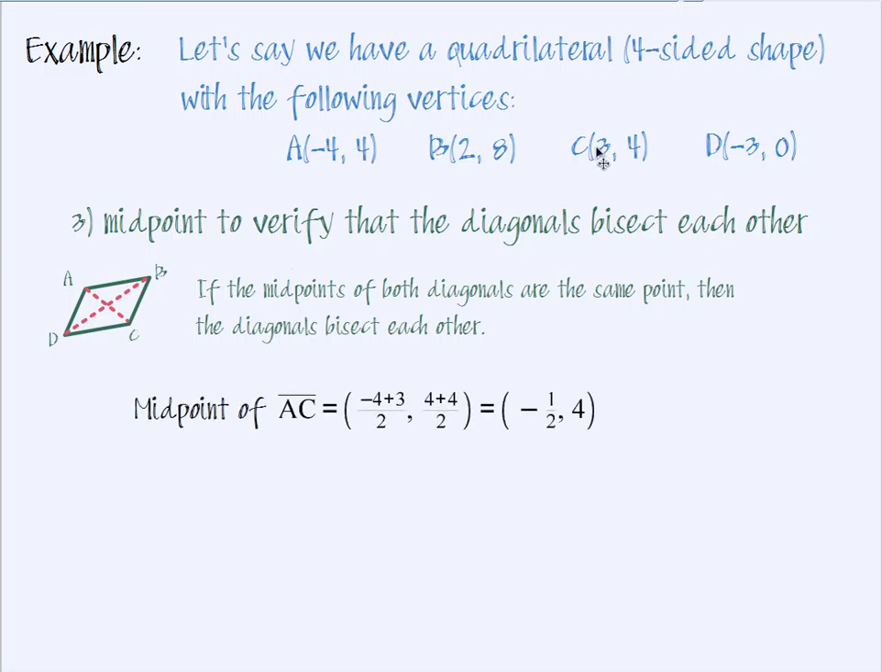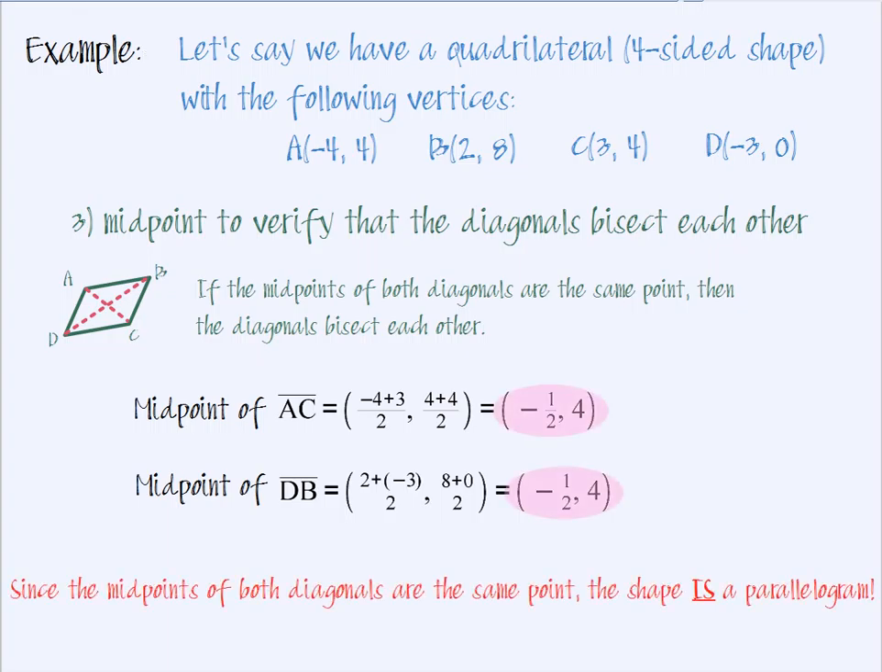If I put A and C into my midpoint formula, again, we're running under the assumption that you know how to do midpoint, I get the point -1/2, 4. Then I also want to do midpoint between B and D, and I get the exact same point, -1/2, 4. Since those two midpoints are exactly the same point, that means that my diagonals absolutely bisect each other, and this shape is a parallelogram.